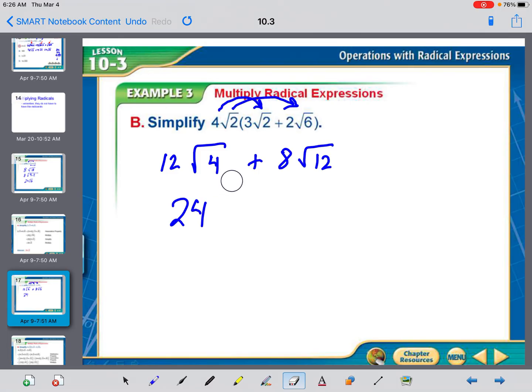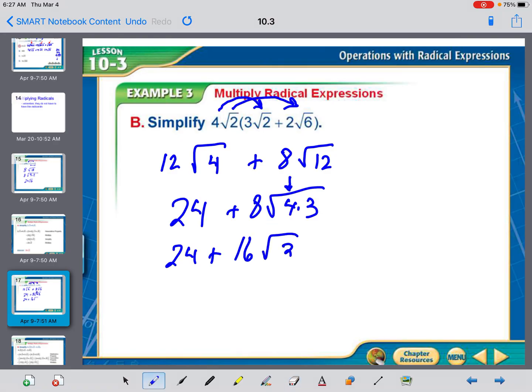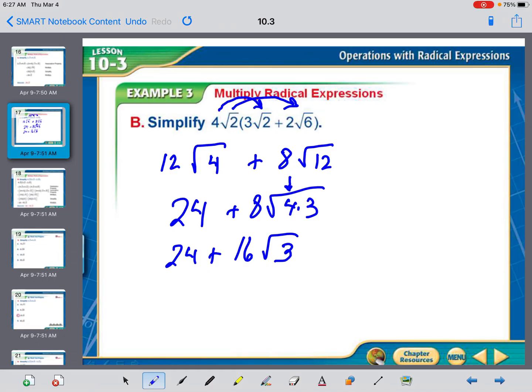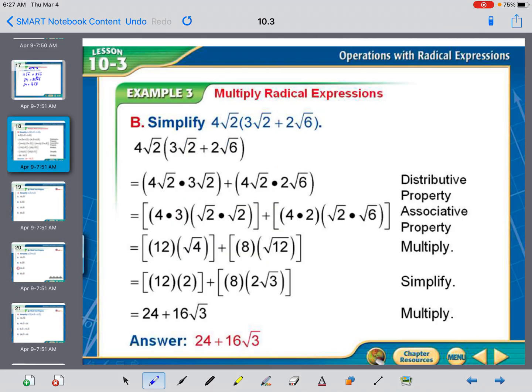Did you notice, though, that that's done? There's nothing left inside when you take the square root of 4. So that's done. Now this, I'll need to rewrite because 12 is 4 times 3. 4 is the square hiding in there. And if I take the 4 out, the square root of 4 is 2. Put it with the 8, multiplication, with the 3 left.